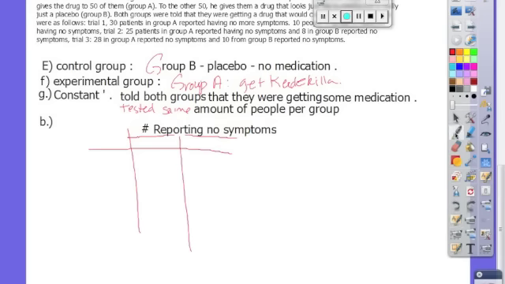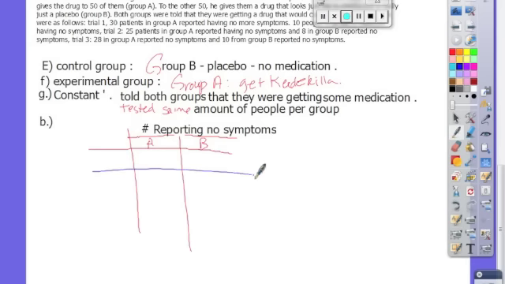Okay, so for example, over here, it says, both groups were told to take the drug. 30 patients in group A reported having no more symptoms. So they're measuring the number of people that reported not having any symptoms. Okay, so we have two groups, of course. Group A and group B.